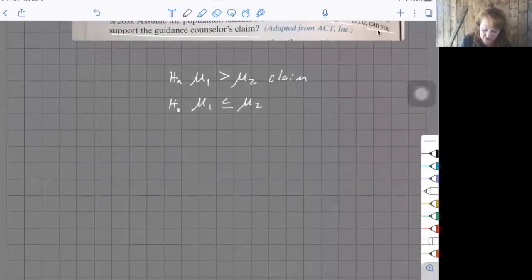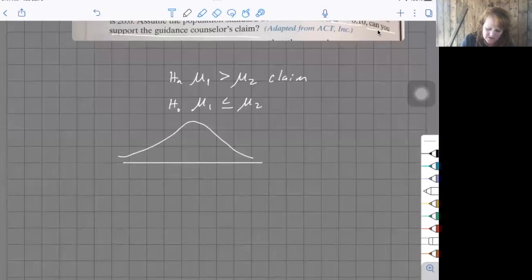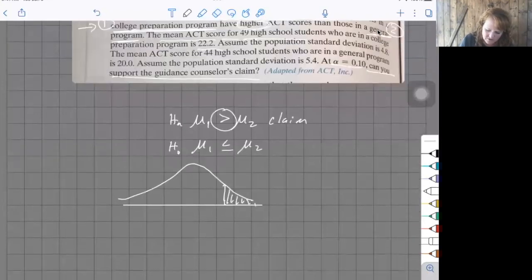Your picture is going to be dictated by HA. So in this case, HA is pointing to the right. So this is going to be a right-tailed test. I've got an alpha value of 0.10. So if we want to, we could find our critical value, and we're back on means. So this is a z-score now again, because we're looking at means. Means are always z-scores. So this is going to be a z-critical. So let's do that really quick.